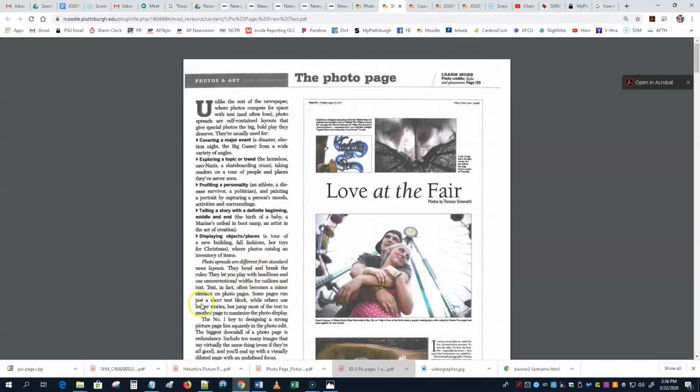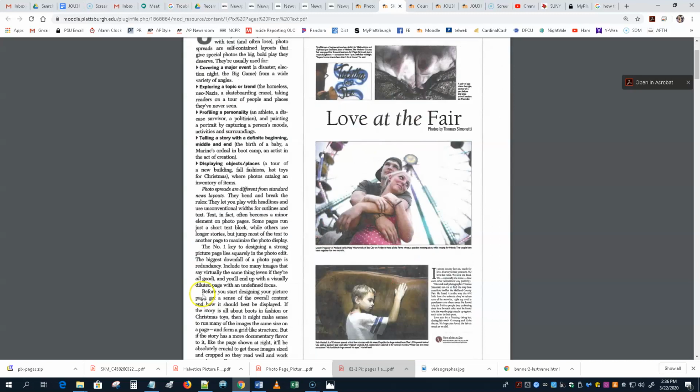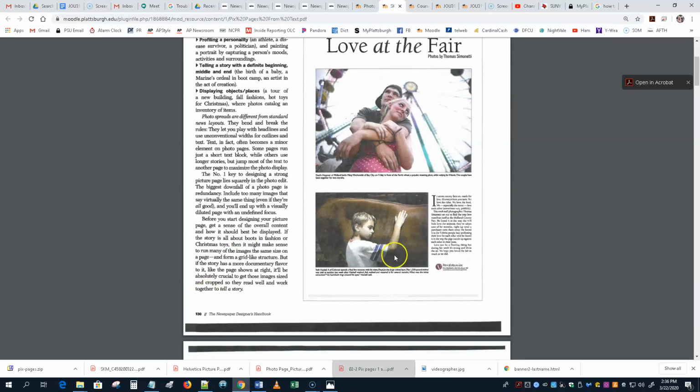Bend and break rules. You play with headlines. You give them more leeway to put perhaps cut lines in different places. There often is some text. All right, there sometimes isn't, but there's often text. But usually it's a very small amount of text. There are some layouts that kind of bridge illustrated stories and picture pages, where there's more text but not as much as a regular story.